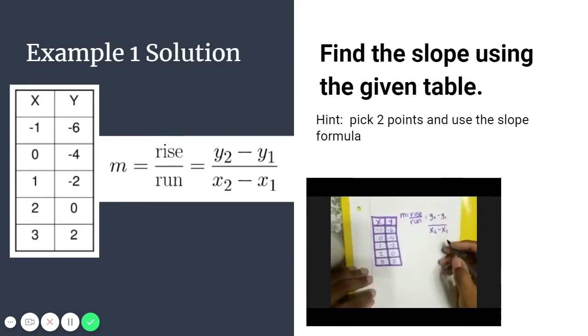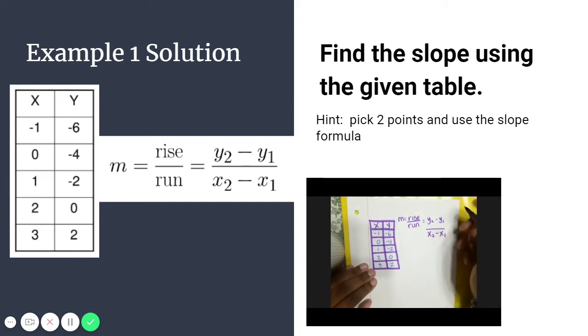Let's look at the solution for example 1. In example 1, we are asked to find the slope using this given table. To find the slope using a given table, we first need to select 2 points from the table that we want to use in our slope formula. This is our slope formula. This formula you will need to memorize.